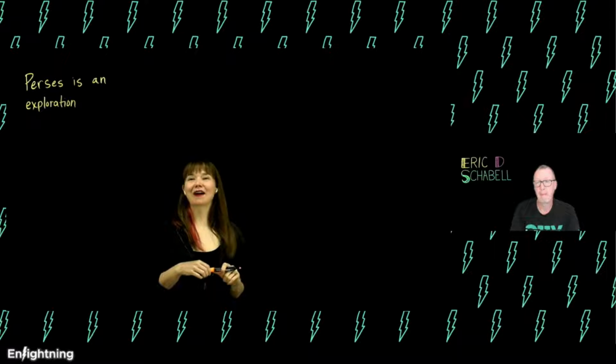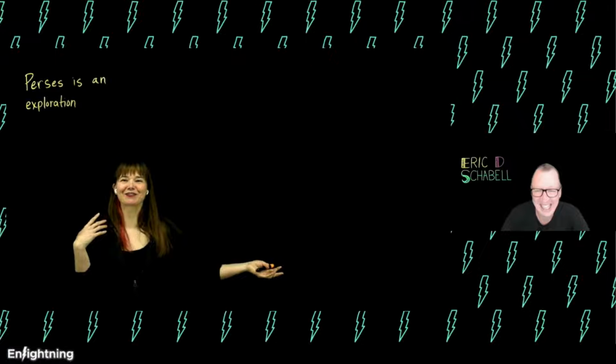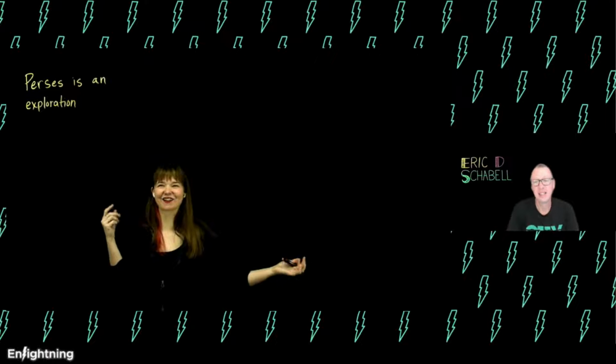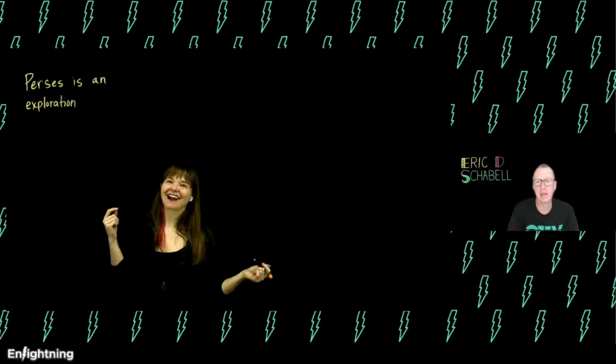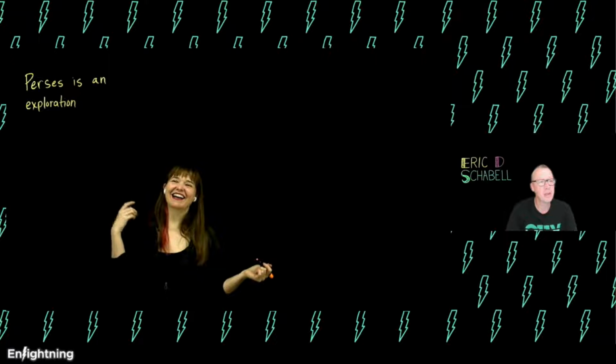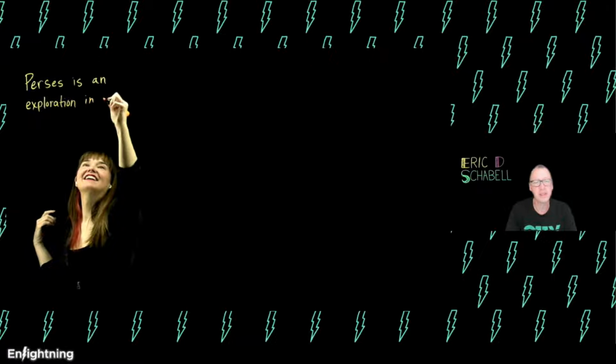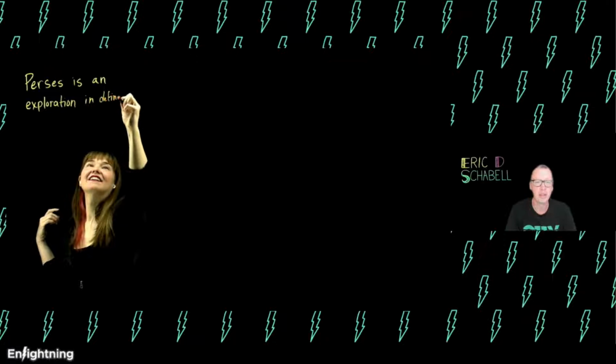Cool. Will you slow down on the definition? I just got caught at the exploration word. What even is that in a concrete way? My friends in the project would be very upset if I did not read this to you, so that's what I did. Perses is an exploration in defining an open source standard for visualization and dashboards for metrics monitoring.